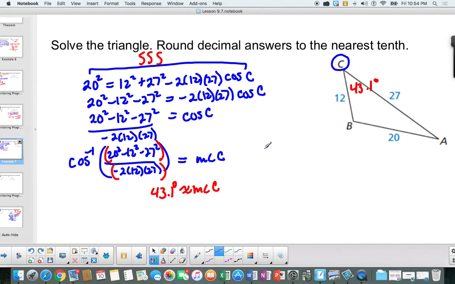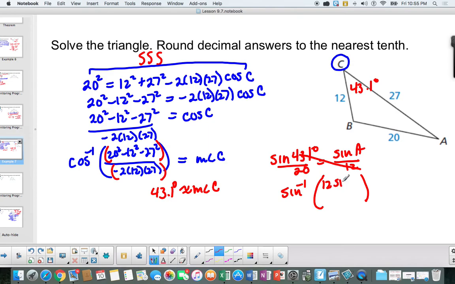Now to figure out the other angles, you have to go to law of sines. So sine of 43.1 degrees all over 20 is equal to sine of A all over 12. You're going to cross multiply and then divide by this number. So sine inverse of, you're going to multiply these two, 12 sine of 43.1 divided by 20 will be equal to the measure of angle A.